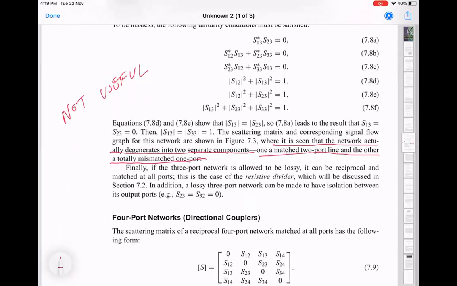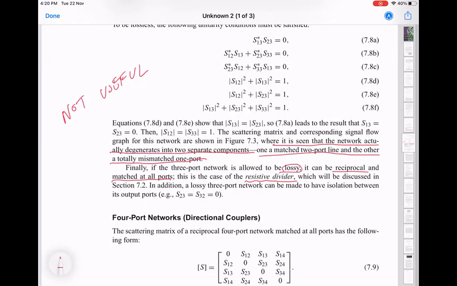And then the final case is if you have reciprocal and matched at all ports, but now you allow the network to be lossy. This is the case of the resistive divider. We had seen this again in the demos last time. So this was the 6 dB splitter where you ended up losing 50% of the power you send in, and it actually dissipates in the internal networks. In just a little bit, we will actually see one way of building this resistive divider.